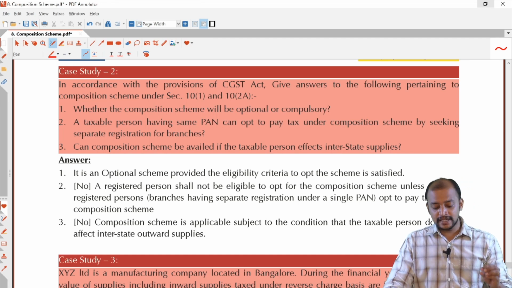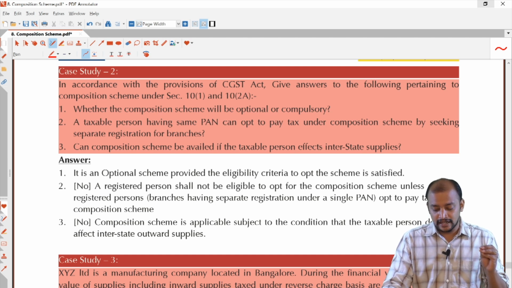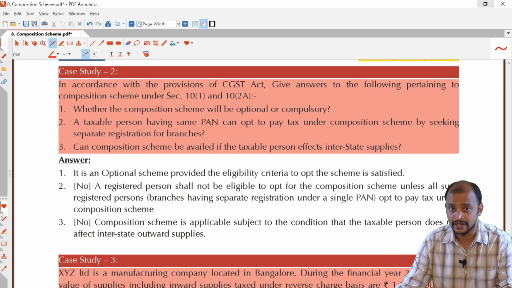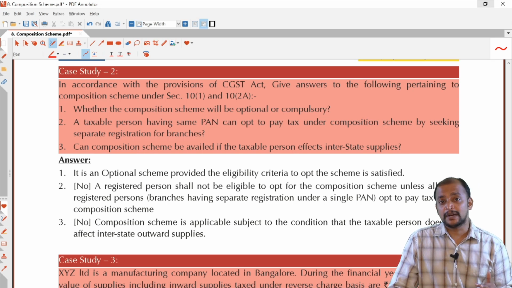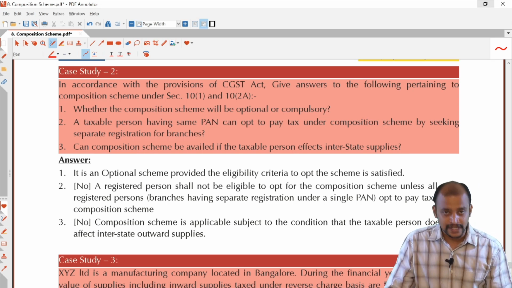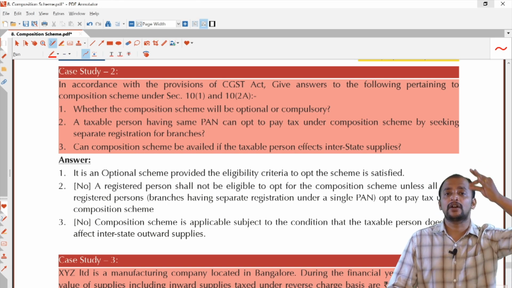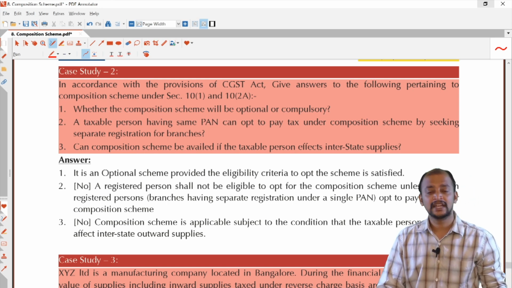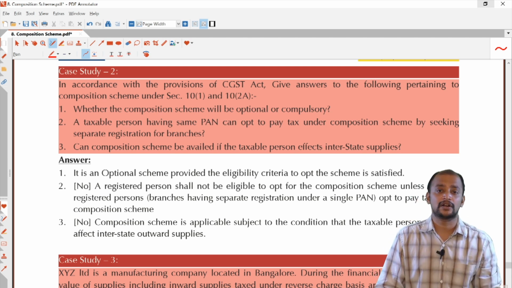A taxable person having the same permanent account number can opt to pay tax under the composition scheme by seeking separate registration for branches. Impossible here, because they cannot go for separate registration for the purpose of the composition scheme. Each and every registration under the same permanent account number should opt for the composition scheme or should come out of the composition scheme and go into the normal scheme. If they want to do so, they have to start the business with a different permanent account number.